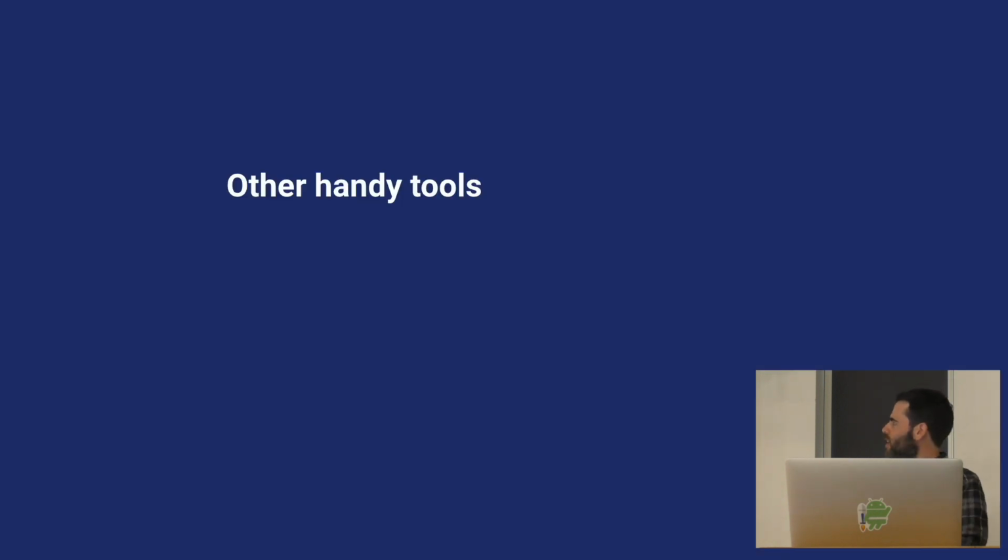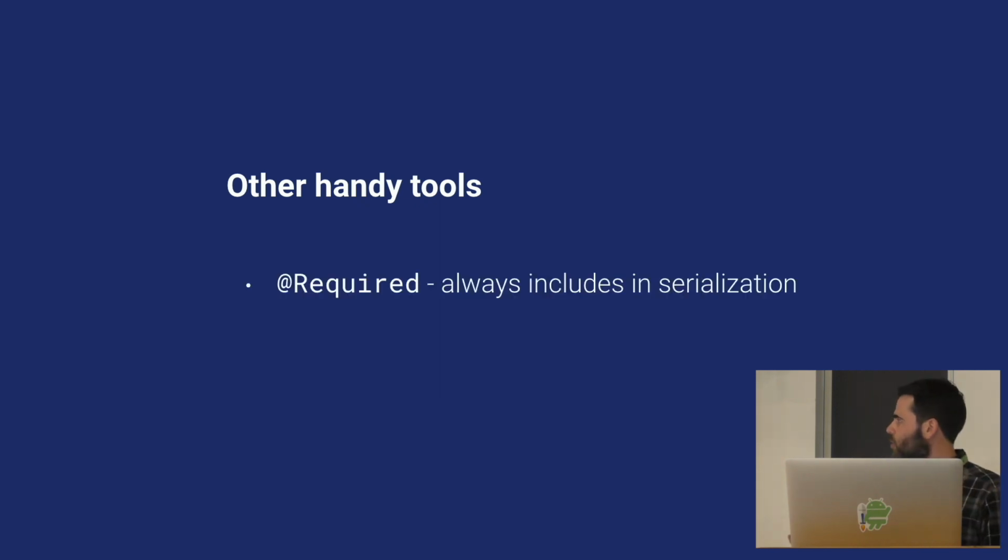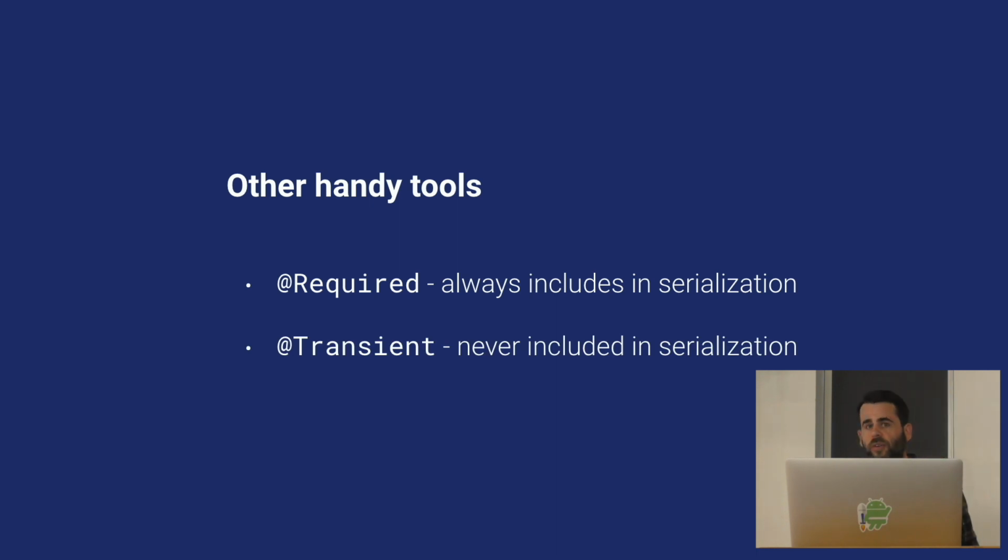So a couple other handy tools to be aware of. Based on that last example, you might be thinking, well, okay, but what if I have encode defaults set to false, but I have a property that I always want to include, even if it is its default value? Well, in that case, you just use the required annotation, and if it has a default value, it will always be included. And conversely, if you have something that you never want to include, then you use the transient annotation.